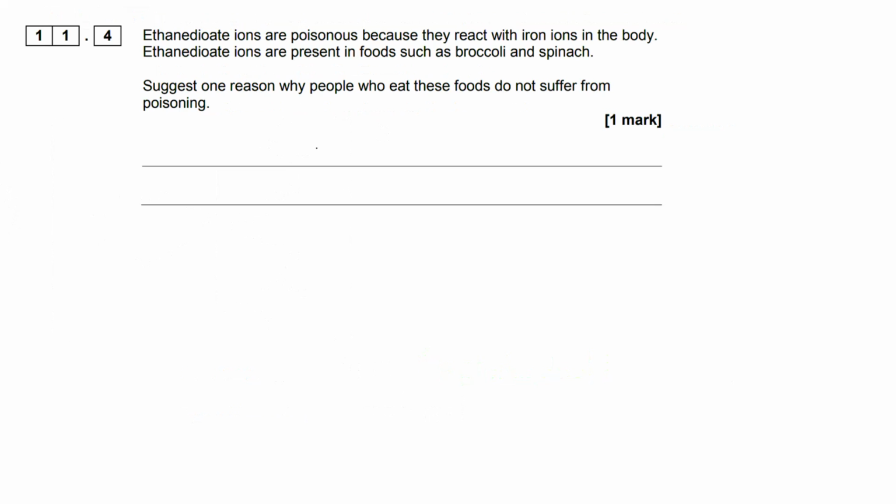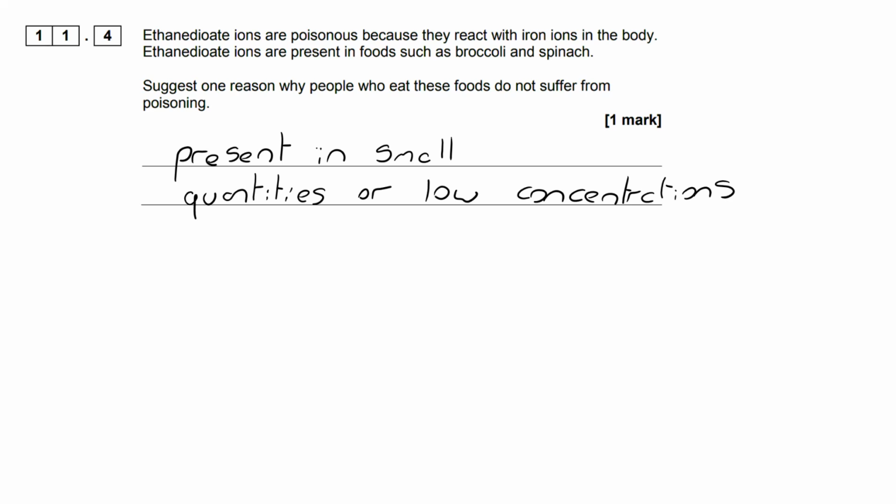Now you might get really bogged down on a question like this. You might think, what have I forgotten? What do I not remember? Why was this not covered in our booklet, in our textbook? And it's because ultimately this is a very straightforward common sense question. If they're not suffering from it, then there can't be that much of it. If there are small amounts, if there are low quantities, then you're not going to feel the effects of food poisoning.